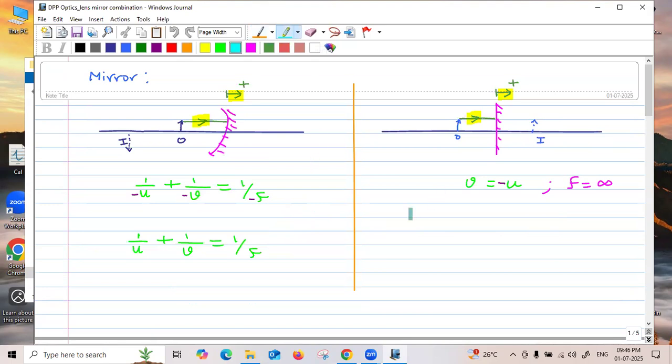In this video, I will solve an optics question which involves a lens and mirror combination. First, I will discuss some basics.